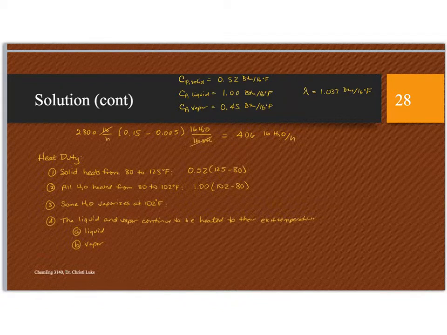Some of it's going to vaporize, and that's just BTUs per pound, not degree F. And then the material is going to continue to heat. The liquid is going to exit at 125 with a C sub P of 1.0. And the vapor has a C sub P of 0.45, and it's going to exit at a temperature of 137.